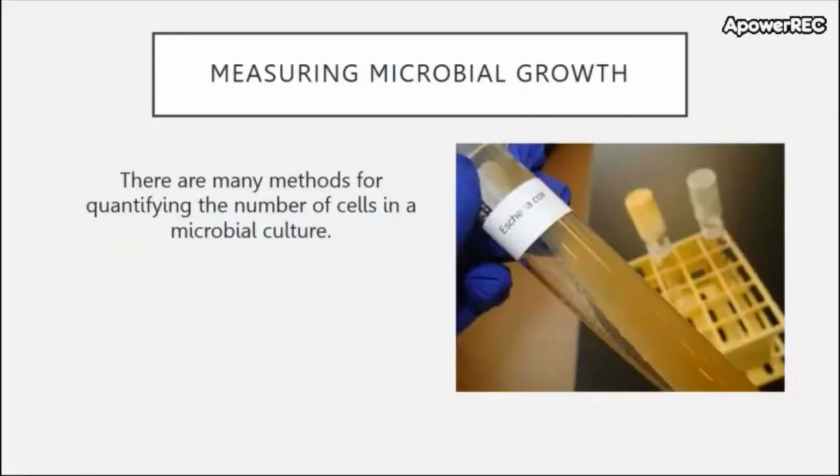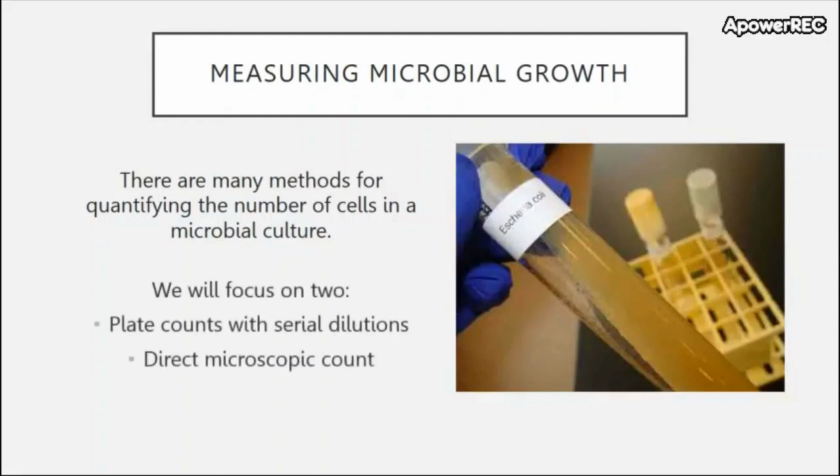There are many ways of measuring microbial growth, and we're going to focus on two main ways, which are plate counts that use serial dilutions, and then a direct microscopic count.